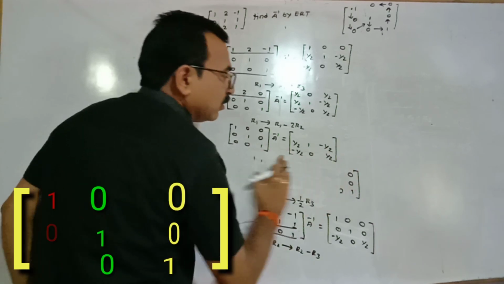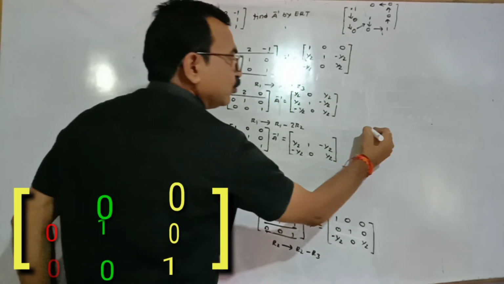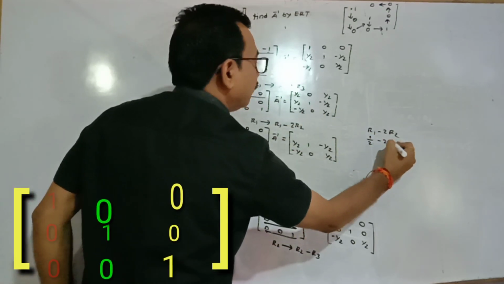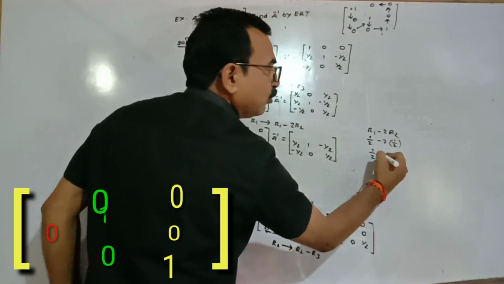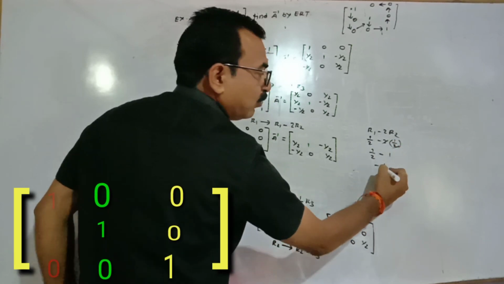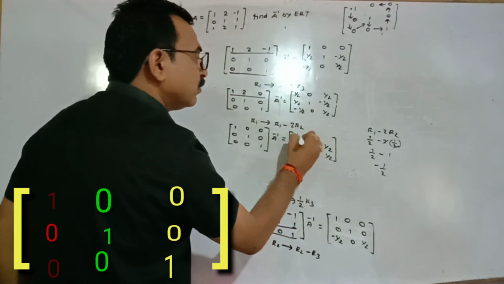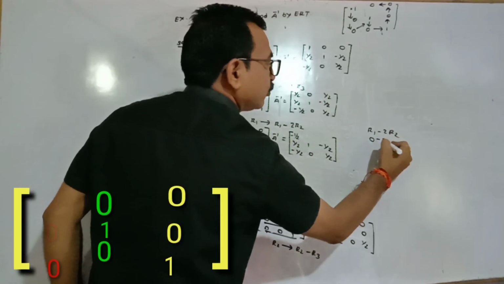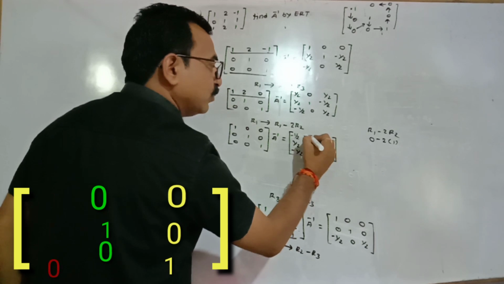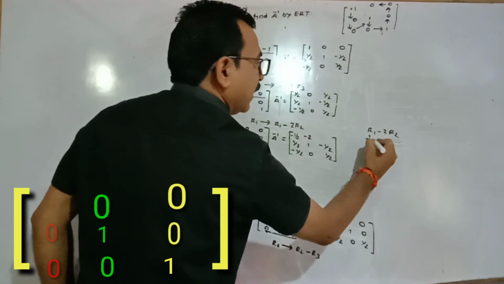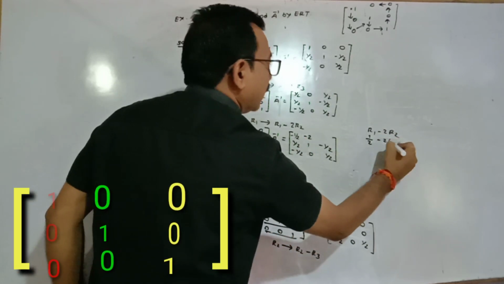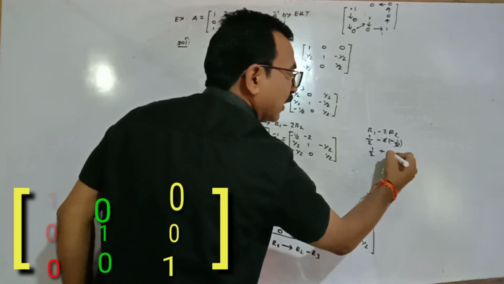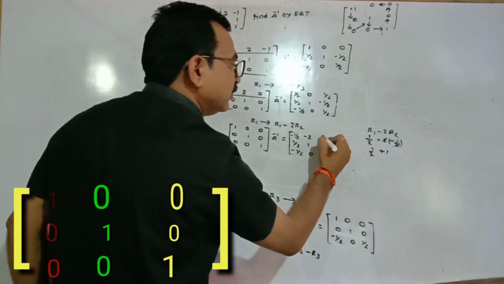Now perform this operation, that is row 1 minus 2 times row 2. Row 1 means 1 by 2, minus 2 times row 2, which means 1 by 2 minus 1. 1 by 2 minus 1 means minus 1 by 2. Then 0 minus 2 times 1, 0 minus 2 means minus 2. Then row 1 means 1 by 2, minus 2 times R2, R2 means minus 1 by 2. 1 by 2, minus minus becomes plus, 2 cancels, means 1. 1 by 2 plus 1 means 3 by 2.